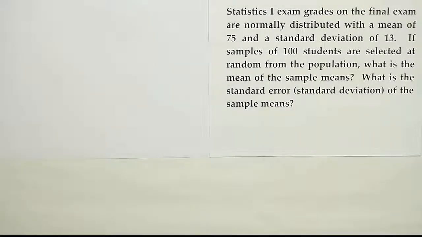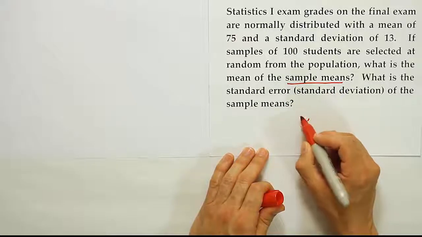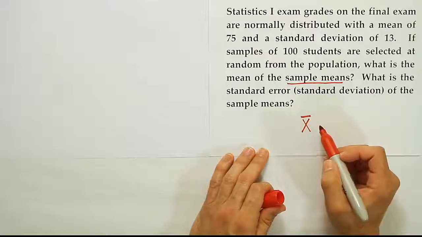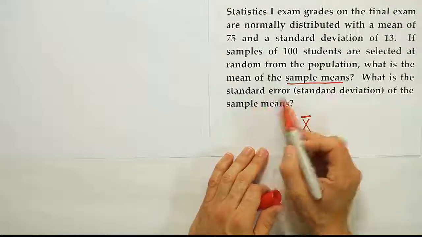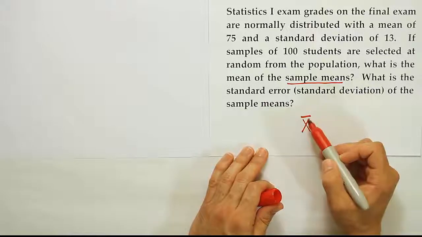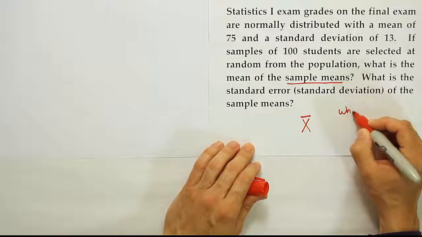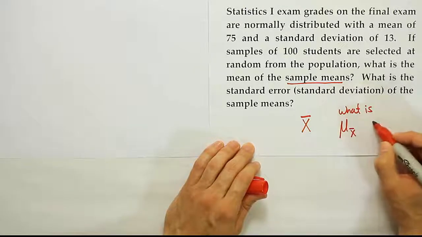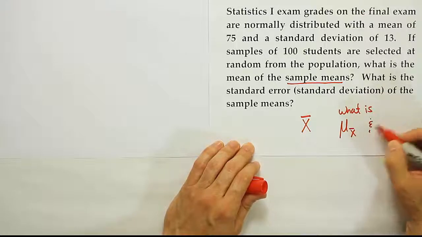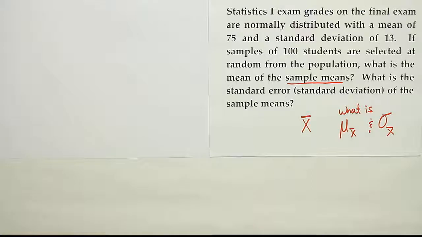Okay, so the important phrase here in this problem is this idea of sample means. So we're talking about x bar here, right? And we're asking what's the mean of x bar? So what's the expected value of x bar? And what is the standard error or standard deviation of the sample mean? So what we're trying to find is this. We would like to know what is the mean for x bar and the standard deviation for x bar. These are the two things we're trying to find.